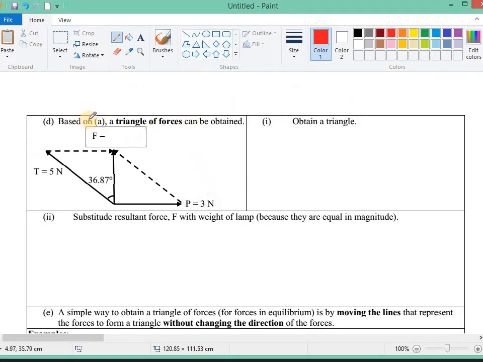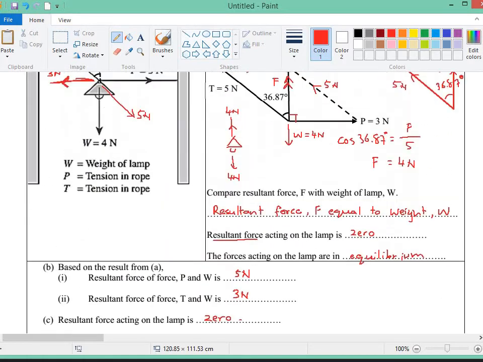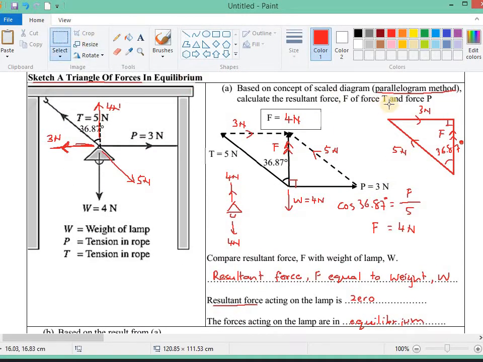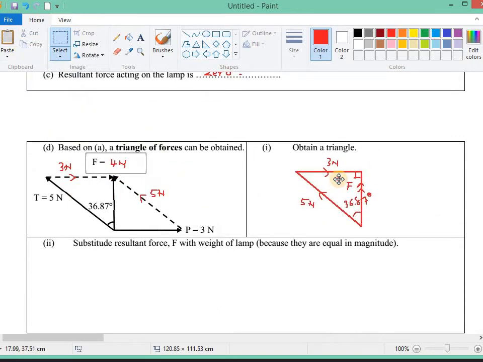Okay, continue. So based on A, a triangle of forces can be obtained. From this same parallelogram just now, this one is 5 Newton, this one is 3 Newton, and this is 4 Newton. This is the resultant force of these two. So based on A, a triangle of forces can be obtained. So here, we obtain a triangle. This is a triangle, right? We get a triangle from here.